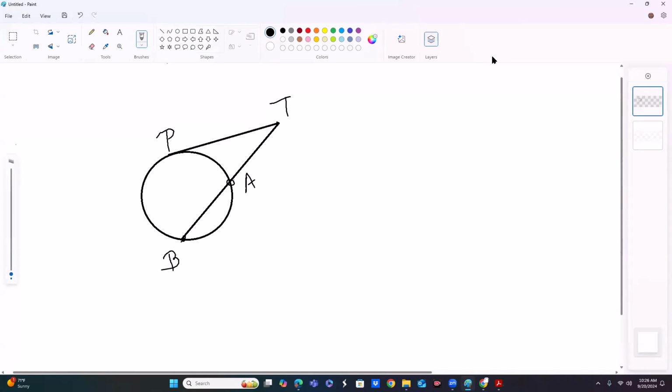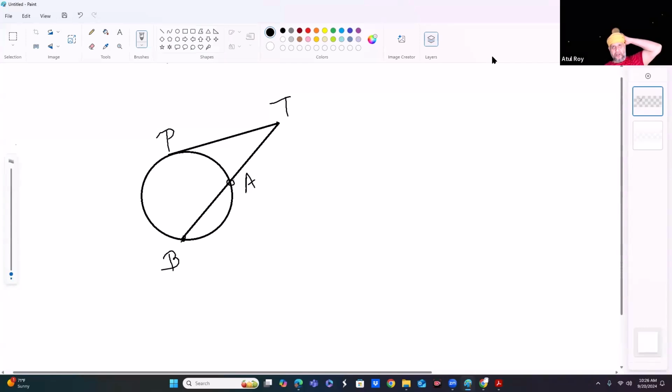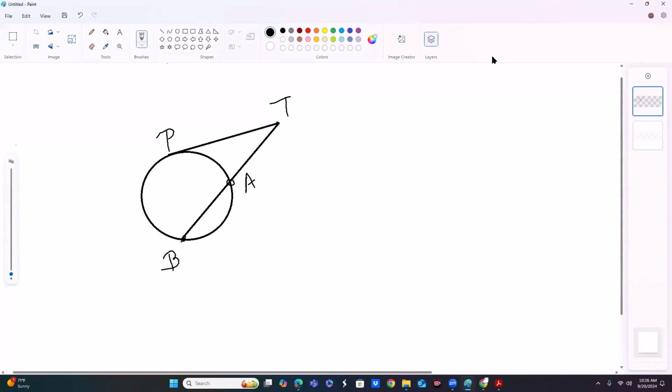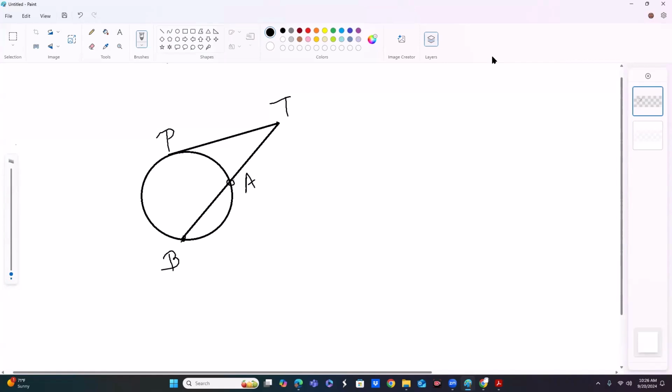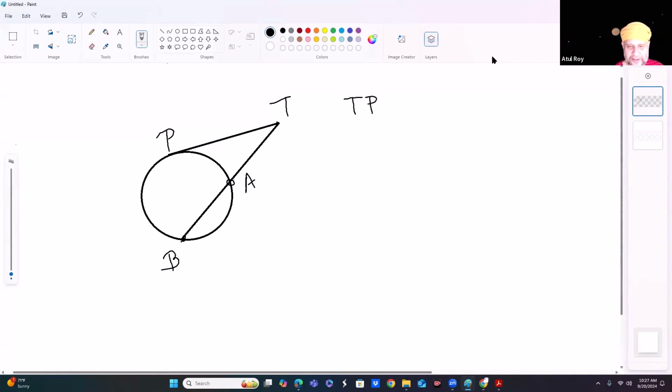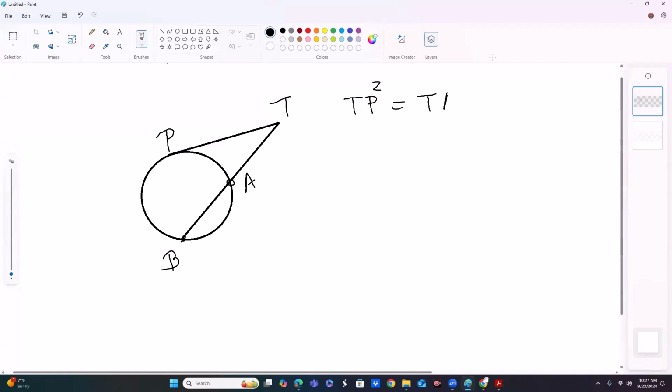Do you remember which property we are trying to prove? If you don't, no big deal. It's okay if you forgot. Just tell me you forgot, or you can write in the chat. TP plus A plus AB. Very good. TP square equals TA times TB.